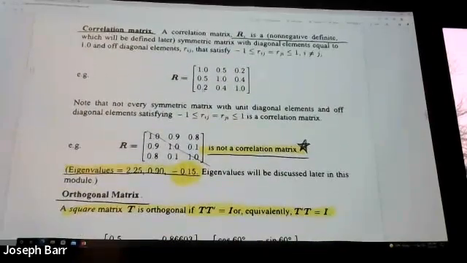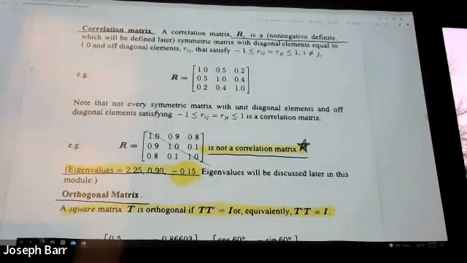Correlation matrix is one type of symmetric matrix, but you have to make sure not all symmetric matrices are correlation matrices. We have some characteristics for a correlation matrix. The diagonal elements should be 1, 1, 1, 1, 1, 1, 1, and all the off-diagonal elements should be less than 1, because these are correlations. Correlations have an absolute value equal to or less than 1. So this is the range of correlation, and all these numbers should fall into this range.